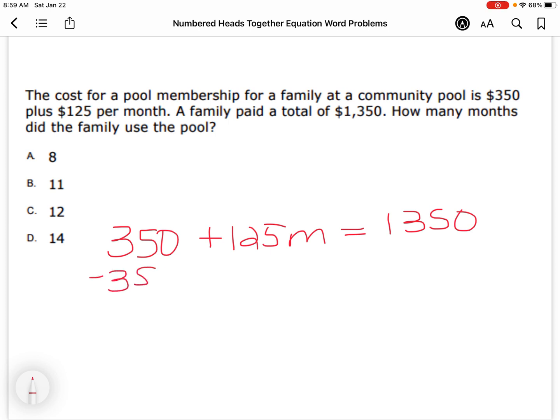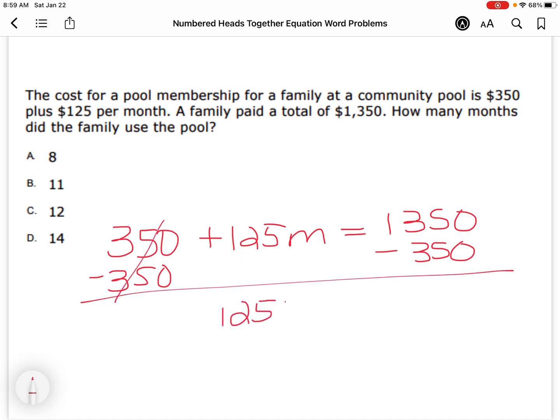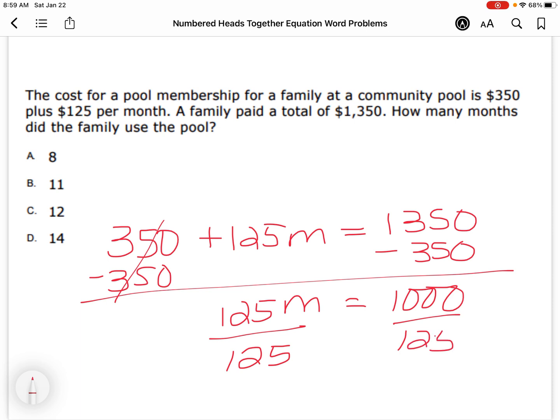So I'm going to subtract off the one-time fee. And then we're going to look to see how many months the family used the pool. So I've got 1,000 divided by 125. And I get 8. So the family used the pool for 8 months.